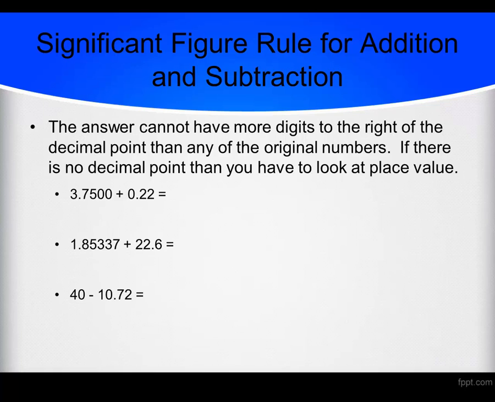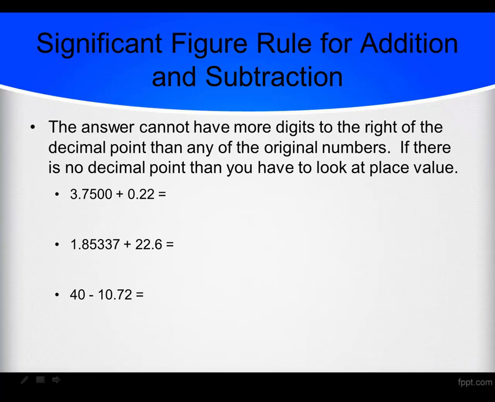So multiplication and division have one set of rules. Addition and subtraction have a completely different set of rules. Okay. With addition and subtraction, the answer can't have more digits to the right of the decimal than any of the original numbers.